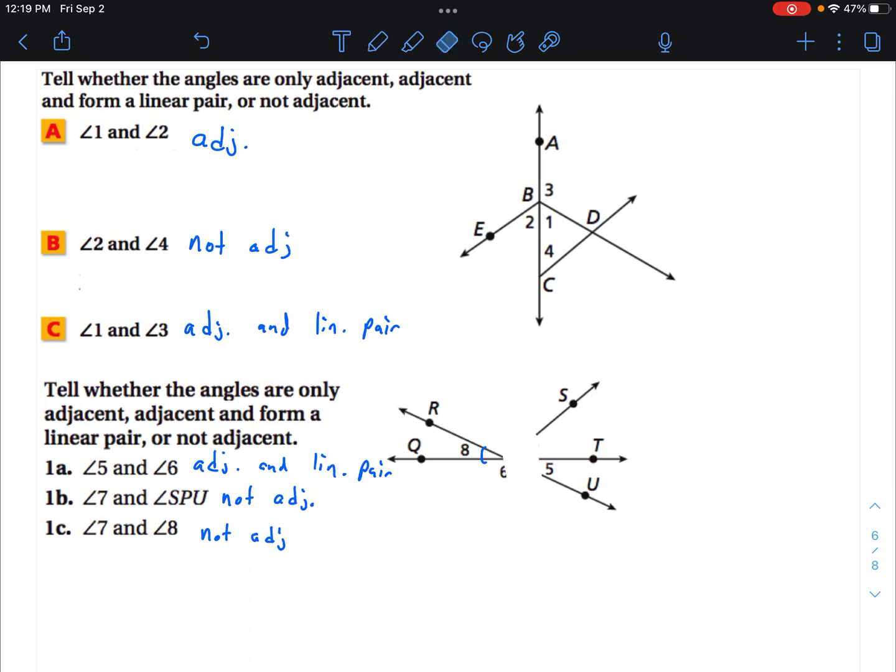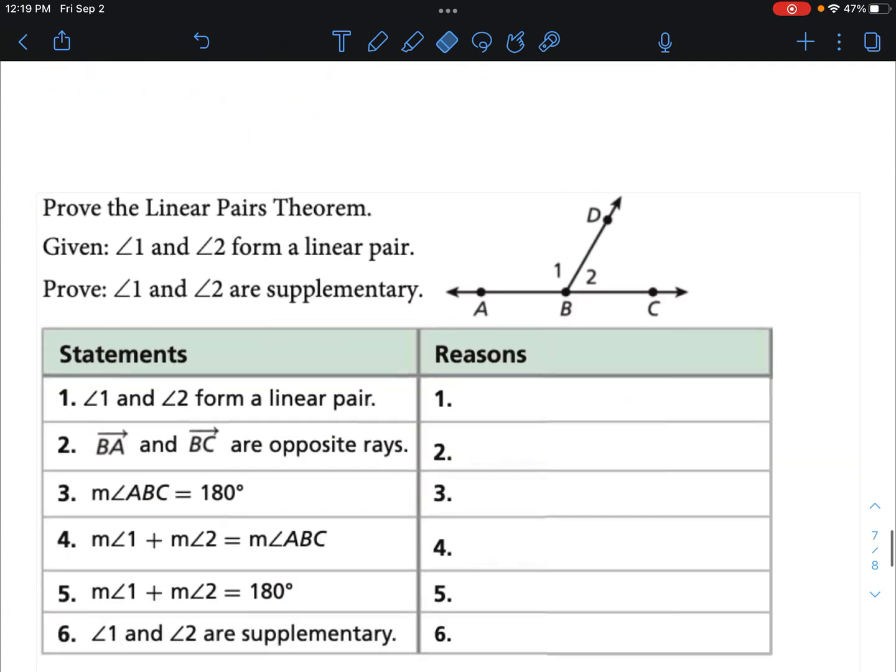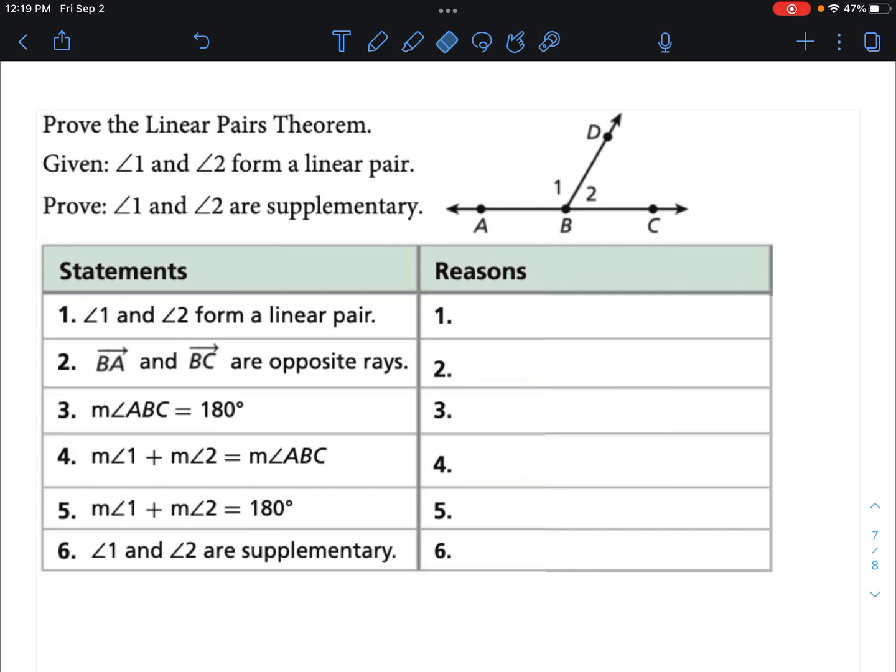All right. So now that you kind of got an idea of adjacent, linear pair, vertical angles, I do have a couple more proofs we're going to walk through. This one is proving the linear pair theorem. And again, in the future, you'll just be able to go from 1 all the way down to the end. But for now, we're going to prove it.